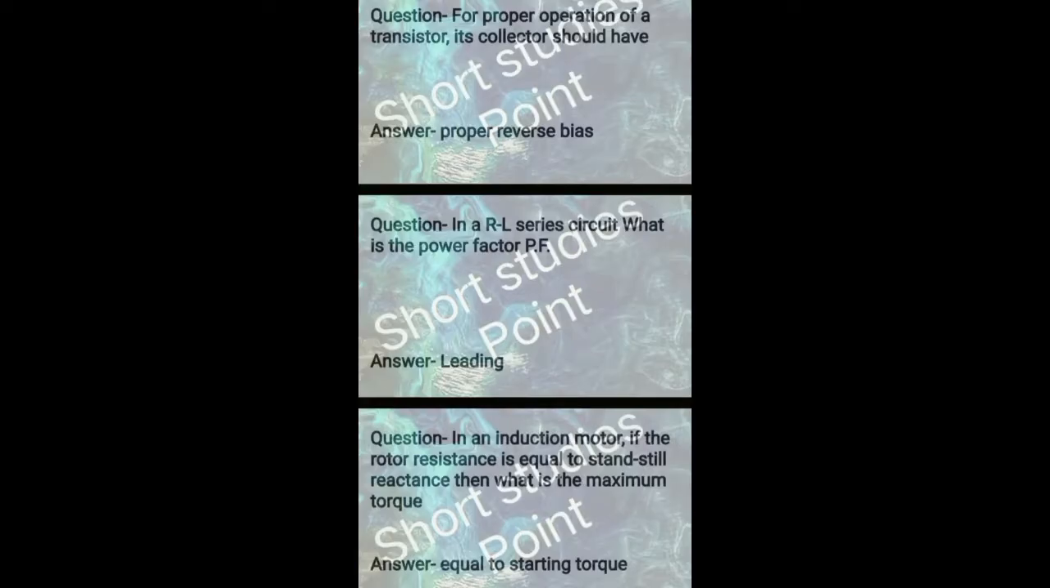Next question: determine the maximum flux density in Tesla of a material having eddy current coefficient of 2, thickness of 4 mm, volume of 20 cubic meter, which is supplied by a frequency of 50 Hz, when the material has an eddy current loss of 6 watt. Answer: 1.94 Tesla. Question: for proper operation of a transistor, its collector should have?